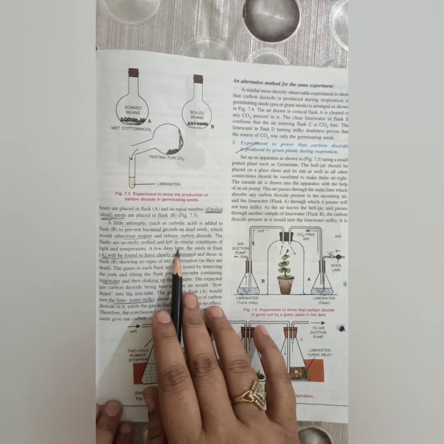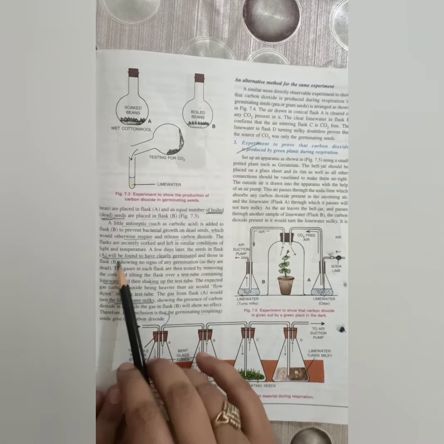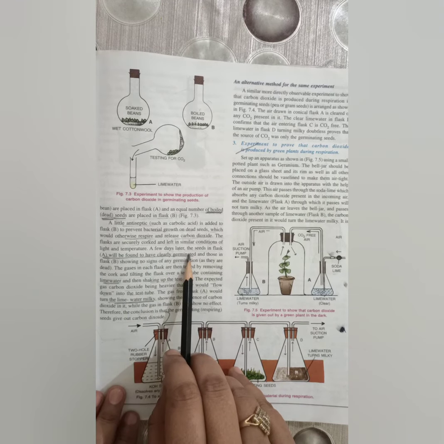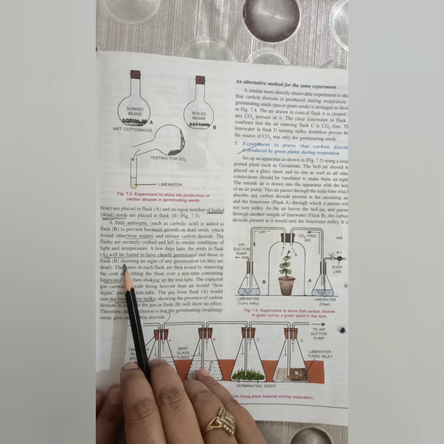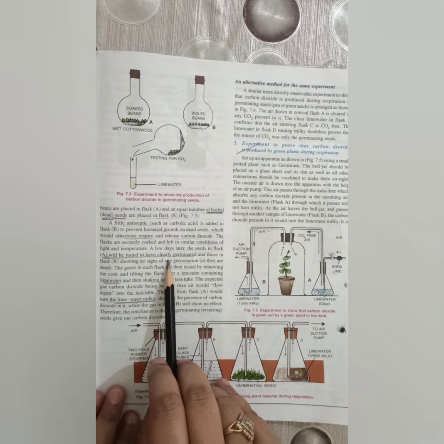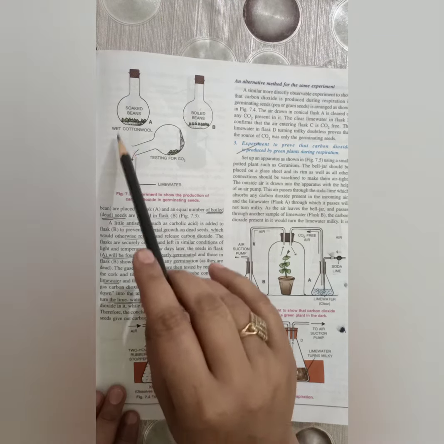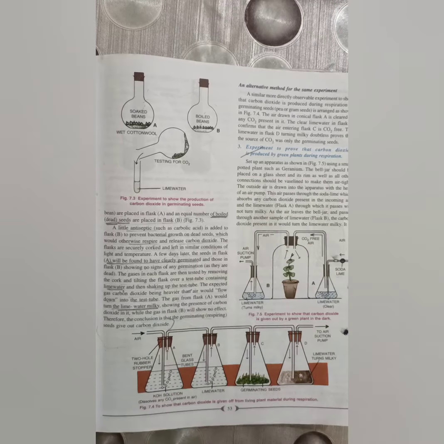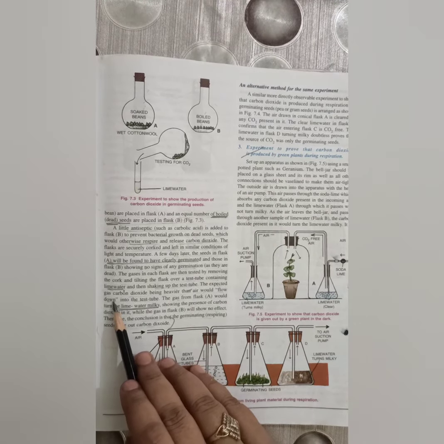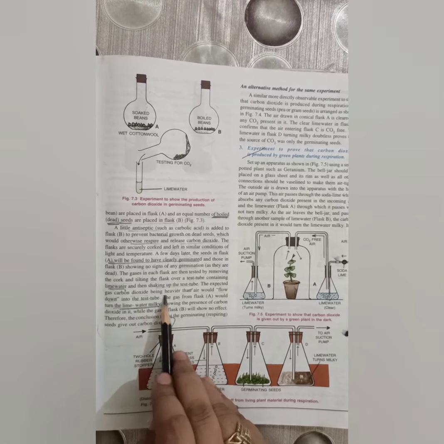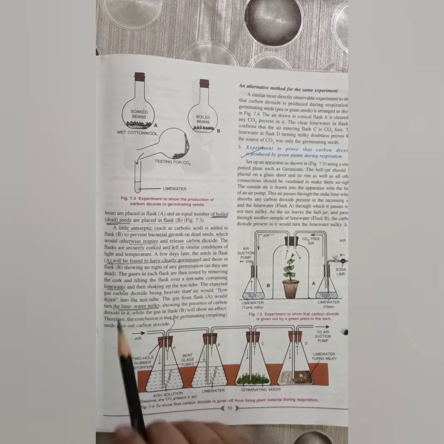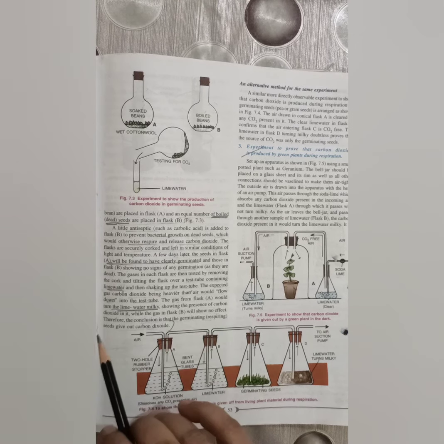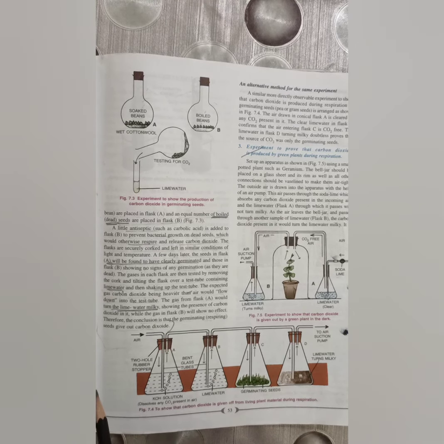A few days later, what happened? The seeds in flask A would be found to have clearly germinated, and those in flask B show no sign of germination. The gas is tested in test tubes. The expected gas, carbon dioxide, being heavier, would flow down and the lime water will turn milky. This shows that carbon dioxide is produced during the process of respiration.